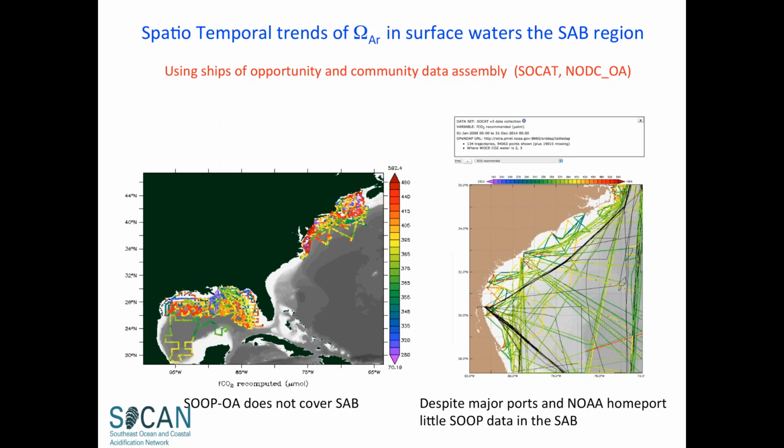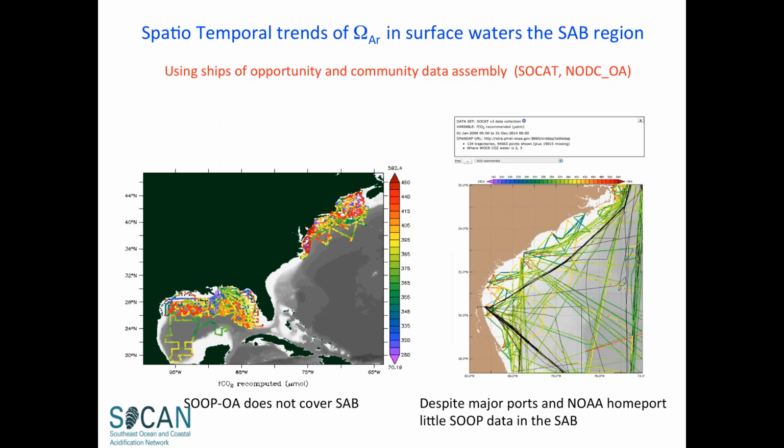This is over the last 15 years, and if you start breaking it down per season or per year, it gets very, very sparse. And this is despite the fact that we have major ports in the southeast with ships going in and out. But getting more data in the region is going to be a fairly critical issue.